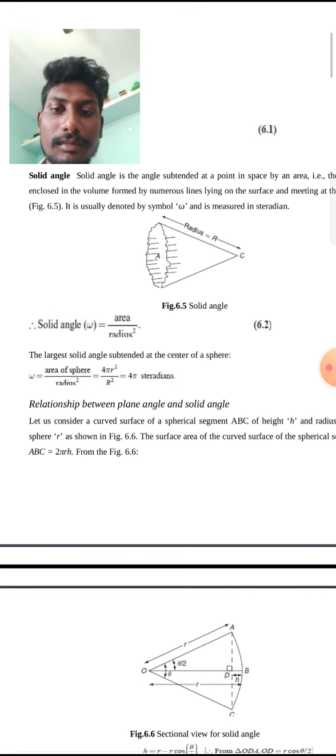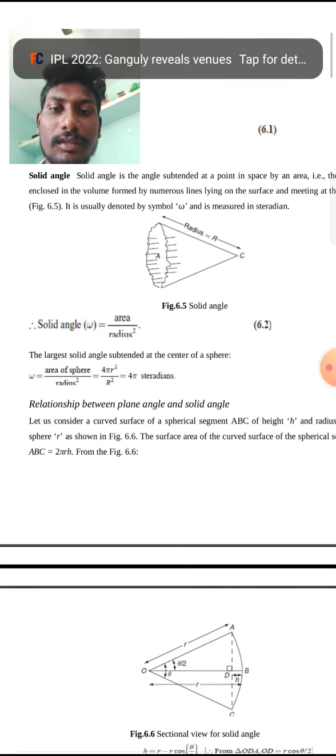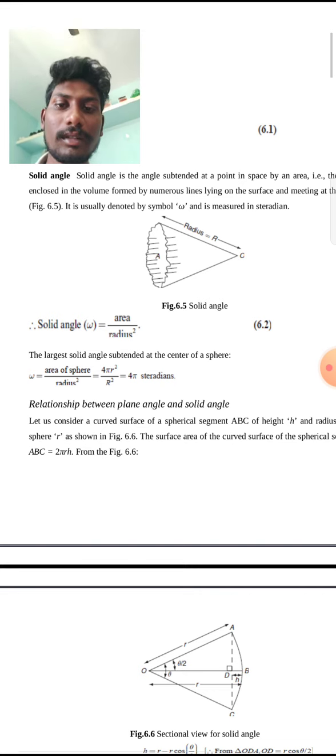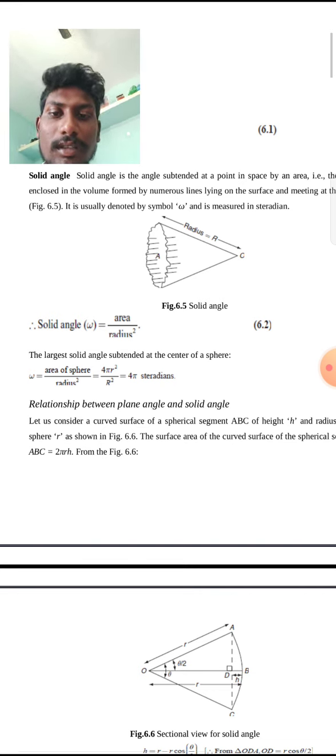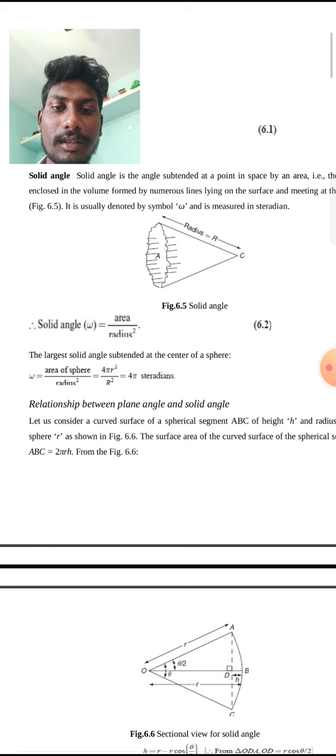Next, the formula: solid angle omega equals area divided by radius squared. The largest solid angle is subtended at the center of a sphere. Omega equals area of sphere divided by radius squared, which is 4 pi r squared divided by r squared, equals 4 pi steradians.